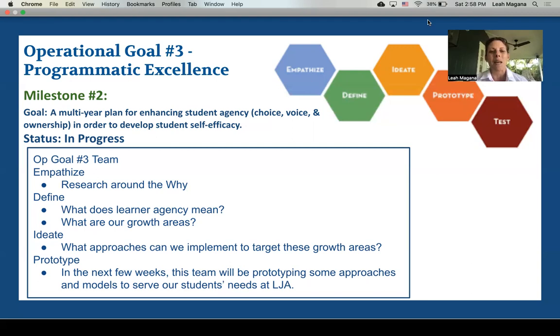So starting with empathize, our team really started working on the research around the why. I think Capono and Susanna did a great job of explaining the why last Friday at our strategic planning. And this is something we've been talking about for years. So I think we can move on. We moved on to define as a team, really identifying what learner agency means.